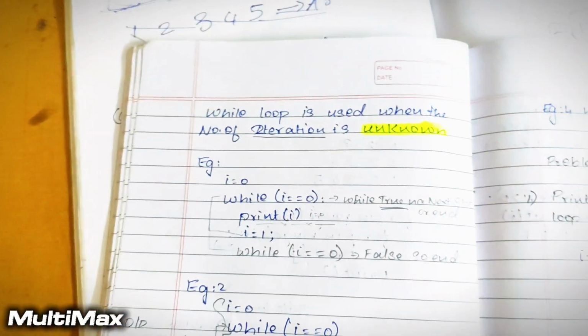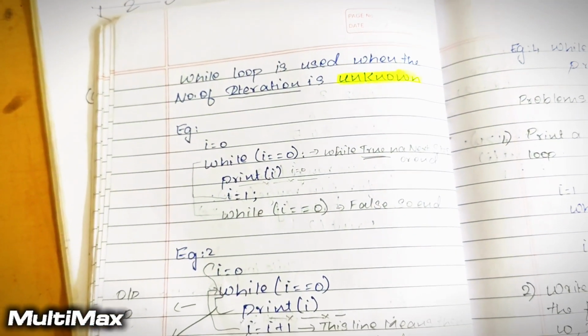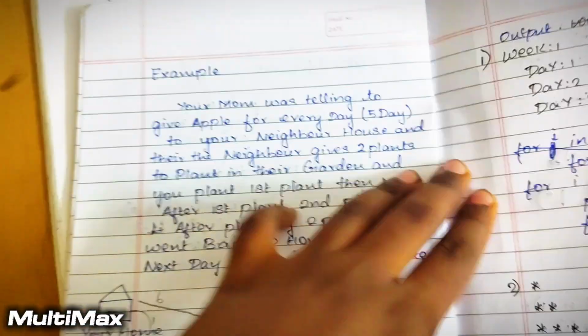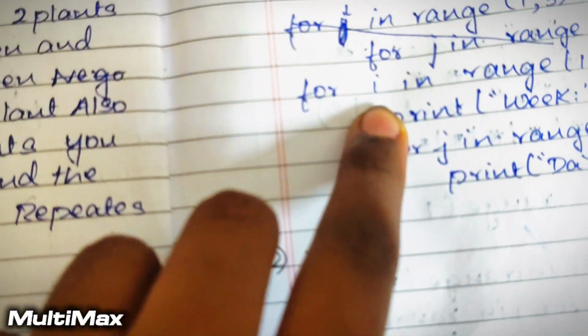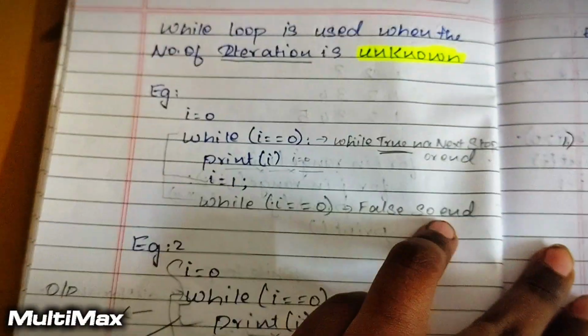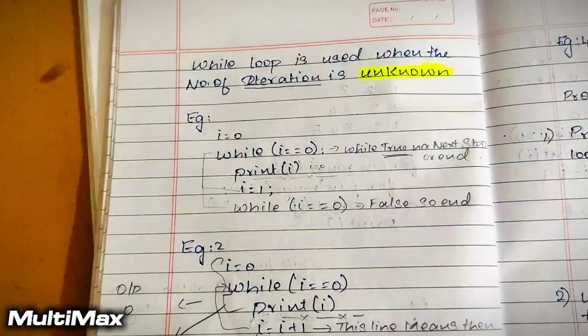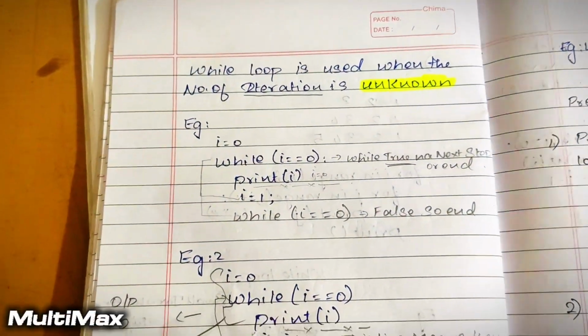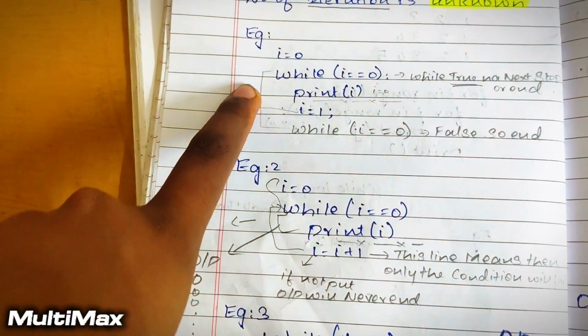So here, see, while loop is used when the number of iterations is unknown. Iteration means what? We have learned i. That's the thing, iteration. So if that i is not known, we will use while loop. Okay. So i equal to 0.